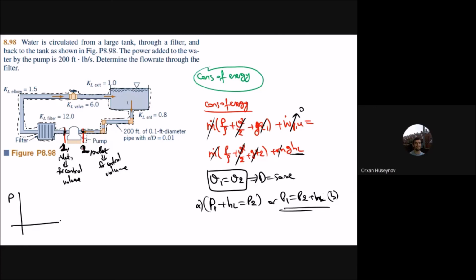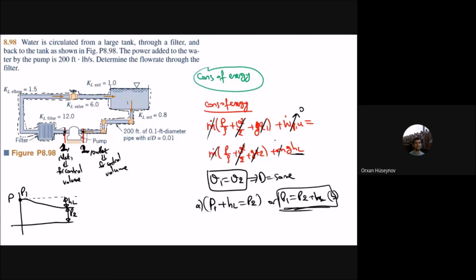Okay, so let me show it as a graph here. So this one is the P. You start with P1, and that P1 drops. Why does it drop? In reality, it should be constant. This part of the P1 is the head loss. And this one is P2. P2 plus head loss is the same as P1 due to the added amount of energy from the pump. Okay, so the true answer is of course B.